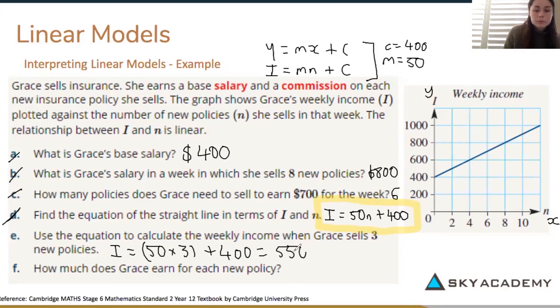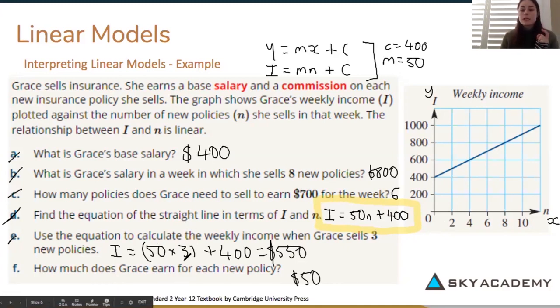Then it says, question F, how much does Grace earn for each new policy? We talked about that before, but if policies are N and we have a look at our equation, the value next to N is how much each one will be. So she'll earn $50 for each new policy. And so in the question above, if she sold 3 policies, she would earn 50 times 3. So just one policy would be $50.